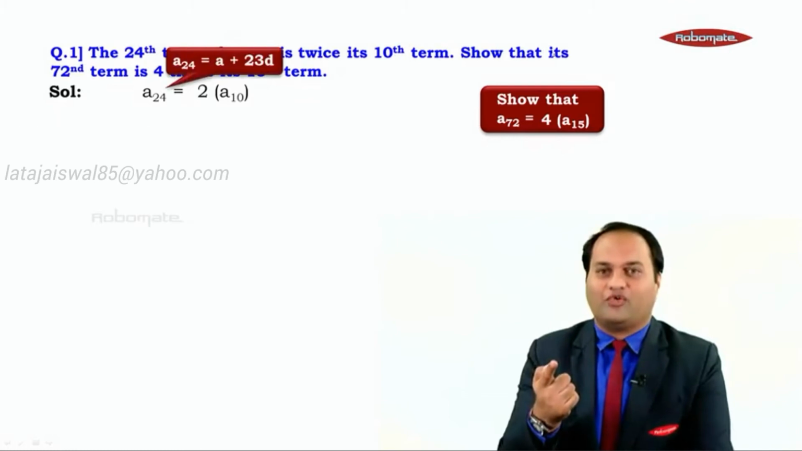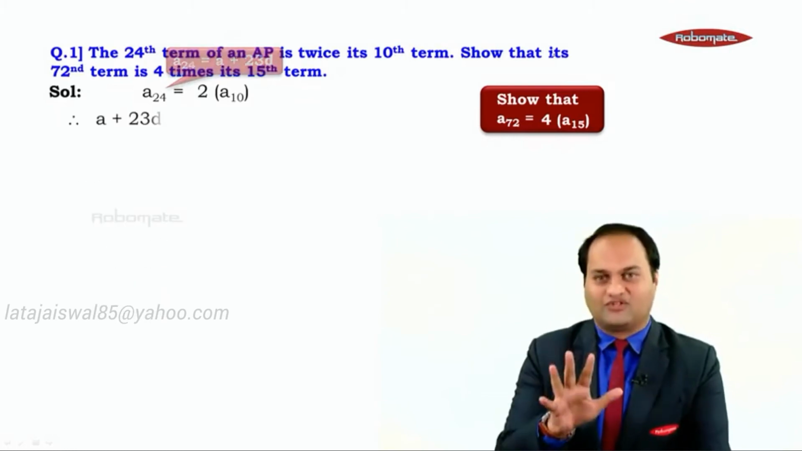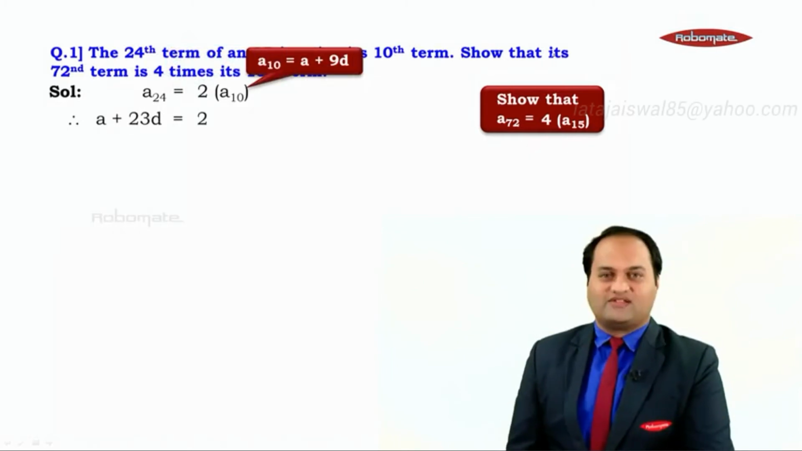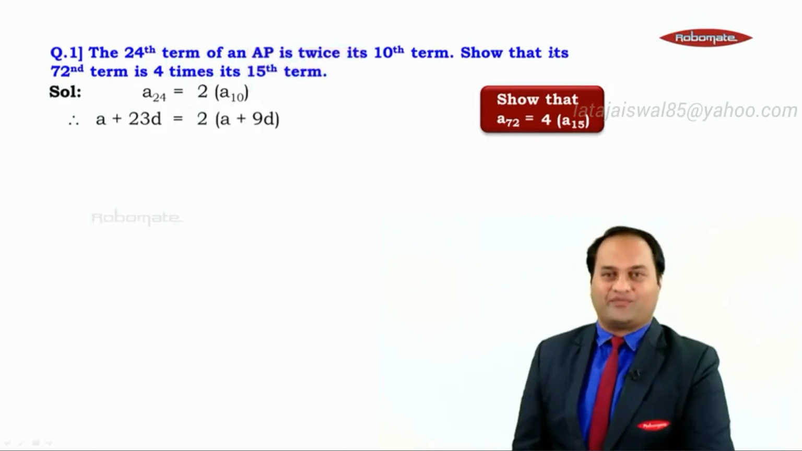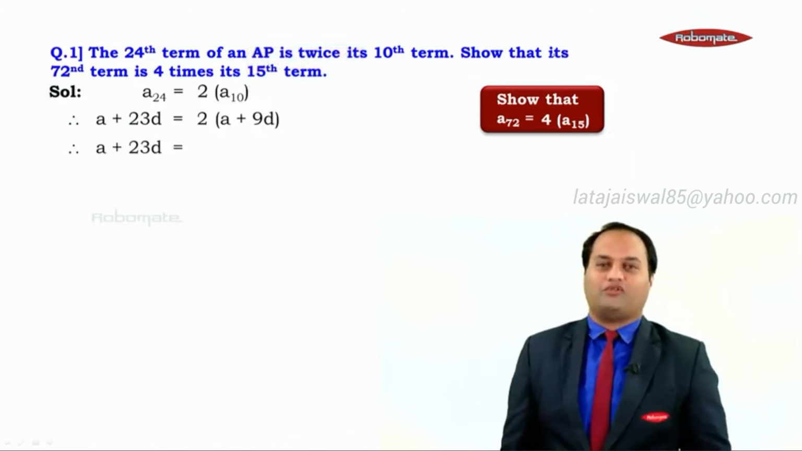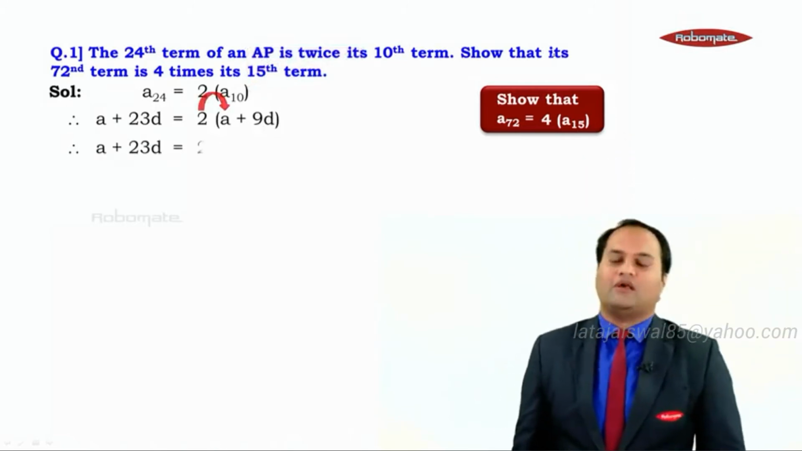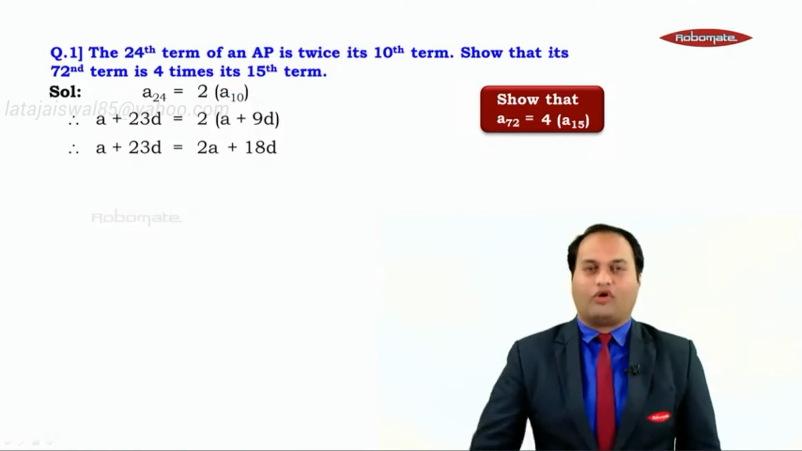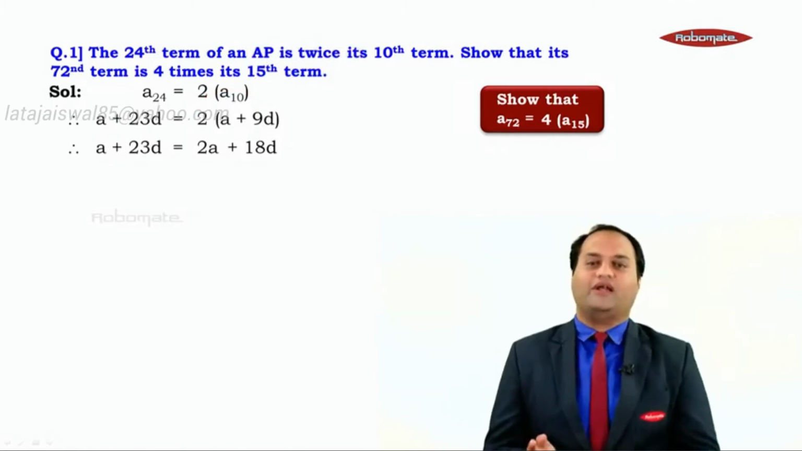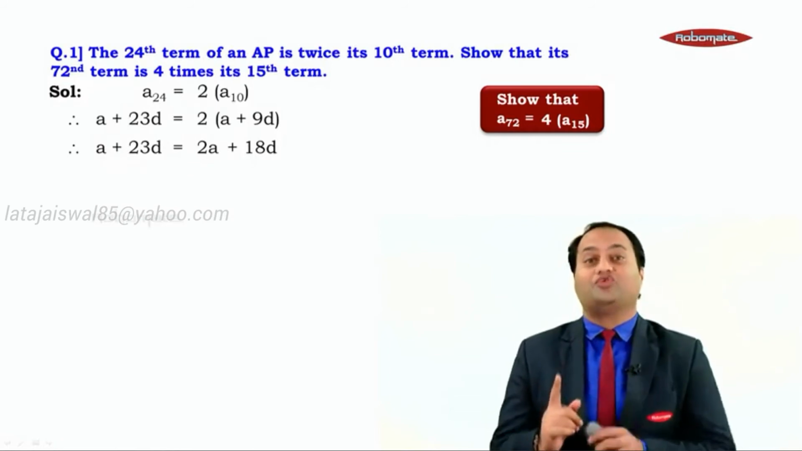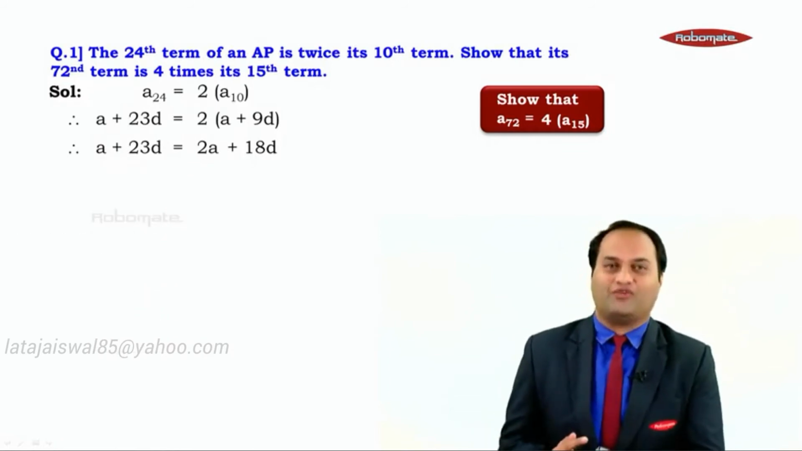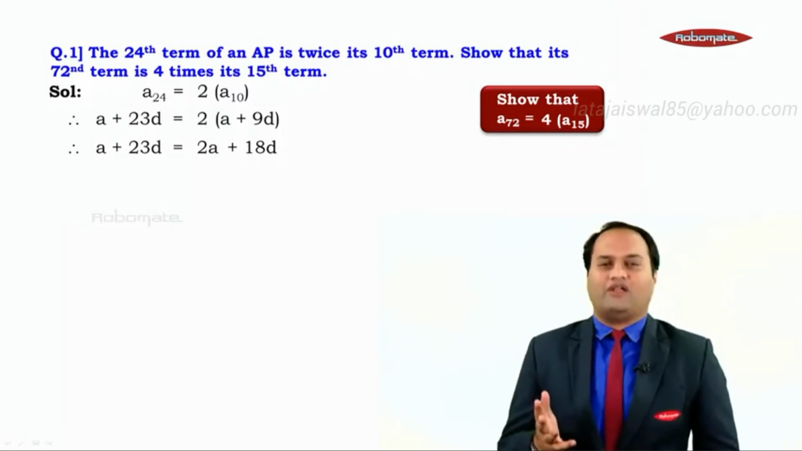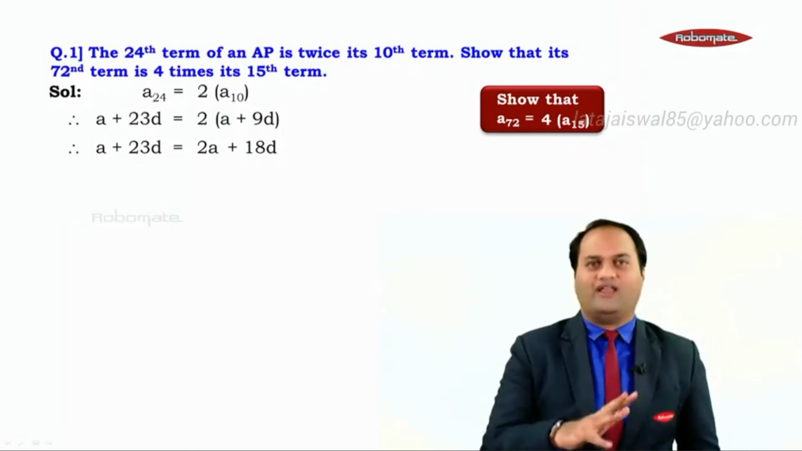Like A24 is A plus 23D. So substitute it that way. 2 into A10, that's twice A plus 9D. Right? Let's open the brackets. What we get? A plus 23D is 2A plus 18D. Now what we do? A's together, D's together. In those sums, A used to get cancelled and we used to get the value of D. But here A is not getting cancelled. So let's take the A terms together and D terms together.